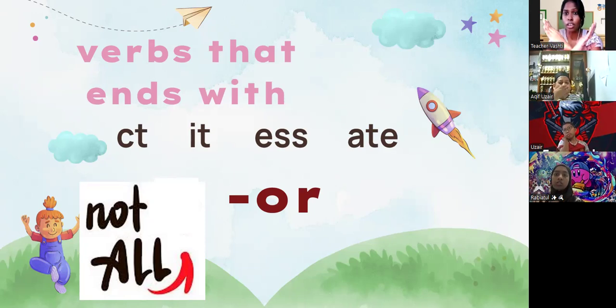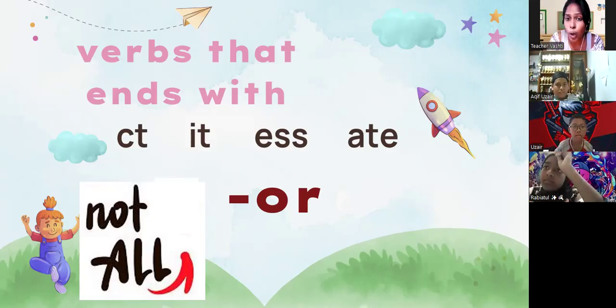But not all. Okay, jangan pergi luar, pergi cakap, Teacher Vashti kata semua perkataan yang habis dengan CT, IT, SOH kena tambah OR. Bukan ya? Cikgu ada recording bukan ya? No. Only about 60% of words that end with CT, IT, SOH, you can add OR. Ada kalanya kena juga tambah ER. We will look at the examples later.